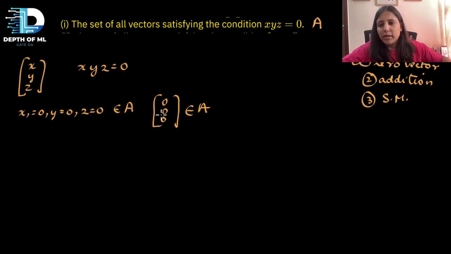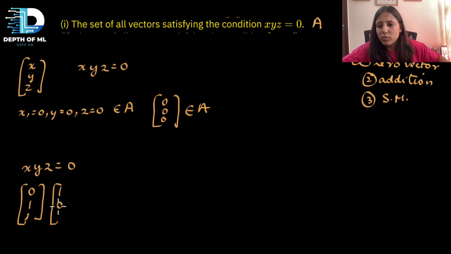Okay, so here let me take a counter example. It's saying that x, y, z, if I multiply, this should be equal to 0. x, y, z multiplication is 0. So let me construct two vectors like that. I'll take 0, 1, 1. This is one vector. And then I'll take 1, 0, 1. This is my second vector. So this is my v1 and this is v2.